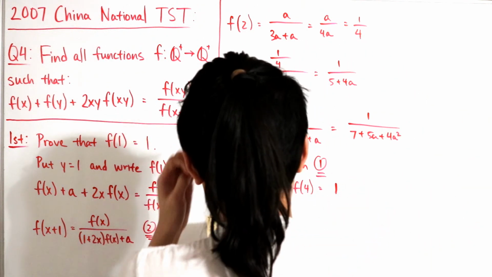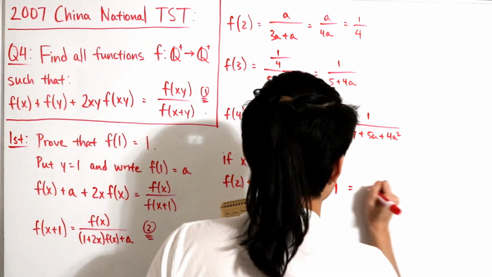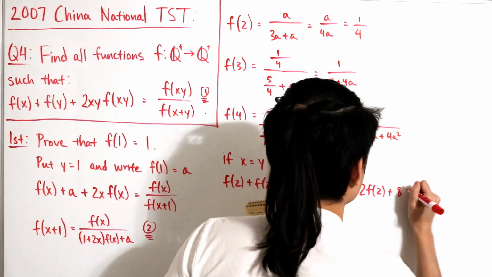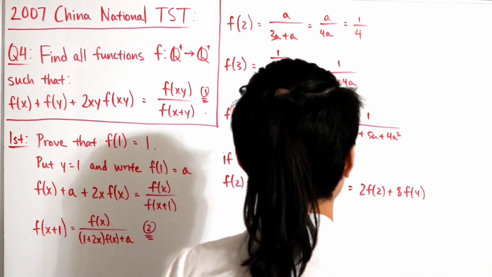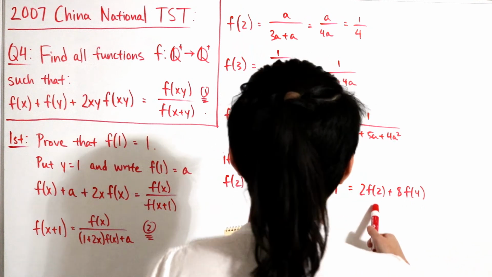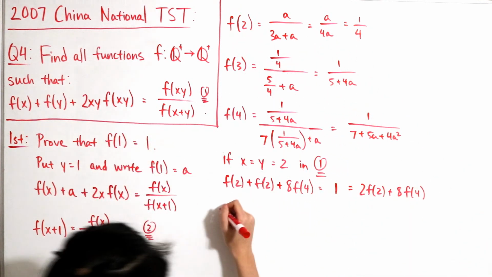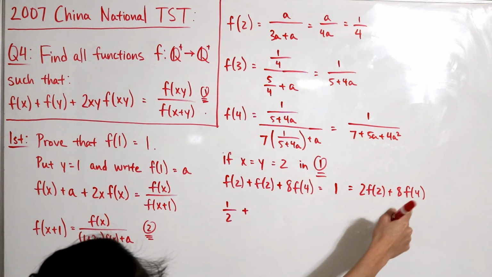Then we notice that, in other words, you could combine these two together. So this is 2 times f of 2 plus 8 times f of 4. Now we can plug some terms back in. We said that f of 2 was equal to 1 over 4, so 2 times 1 over 4, which is equal to 1/2. Then add this with 8 times f of 4.